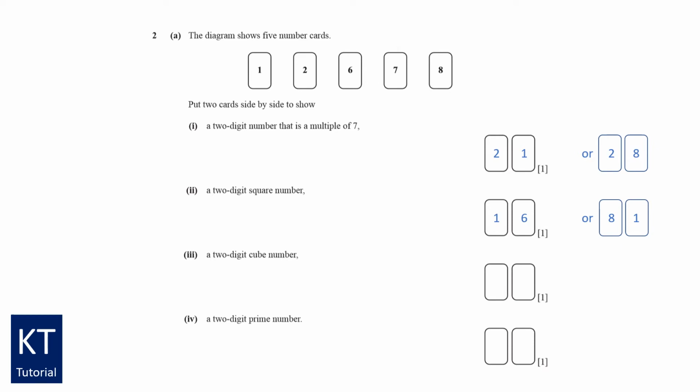Next, put 2 cards side by side to show a 2-digit cube number. The required answer is 27. Next, put 2 cards side by side to show a 2-digit prime number. The 4 possible answers are 17, 61, 67, and 71.